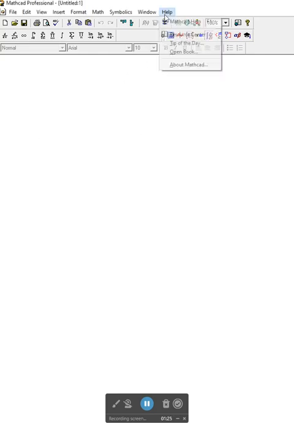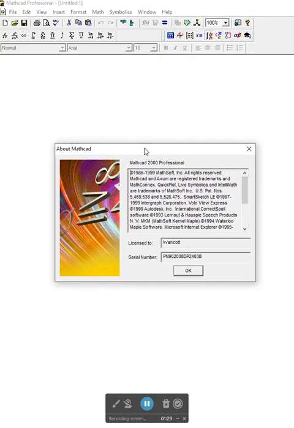What you'll notice is that I'm using MathCad 2000. So this version is over 20 years old. The mathematical operations are just as good as the new versions. There's maybe a little bit better graphics and better graphing, but overall MathCad 2000 is just fine. So if you have older versions of MathCad, those should be fine as well.